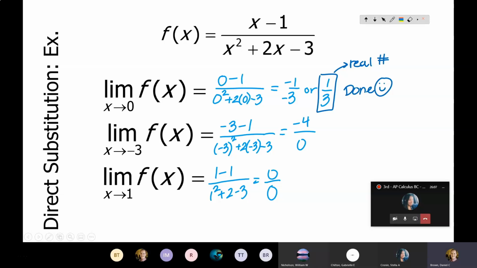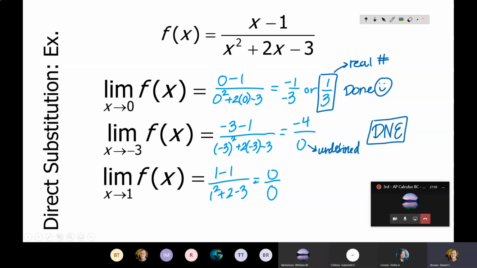On the graph, you would see that on the left-hand side and the right-hand side of 0, it would be approaching the y value of 1/3. The second one, going to -3, you plug in -3 and we get -4/0. Well, in math, if I have -4/0, what does that mean or represent? Feel free to unmute your mic and take a guess. It's undefined. So a number over 0 is undefined. What do you think the limit's going to be when we say undefined? Take another guess. Does not exist. So when the number is undefined, we're going to say the limit does not exist.